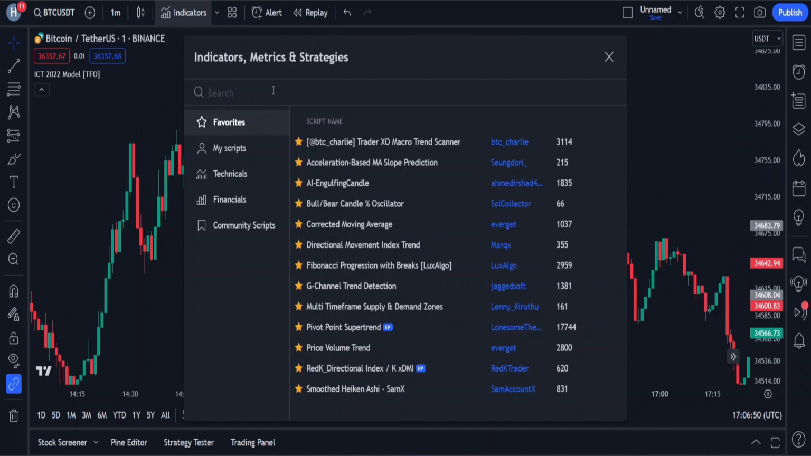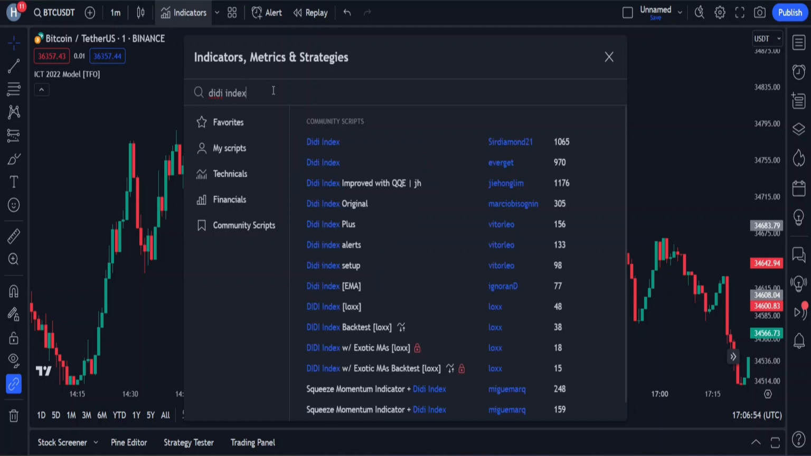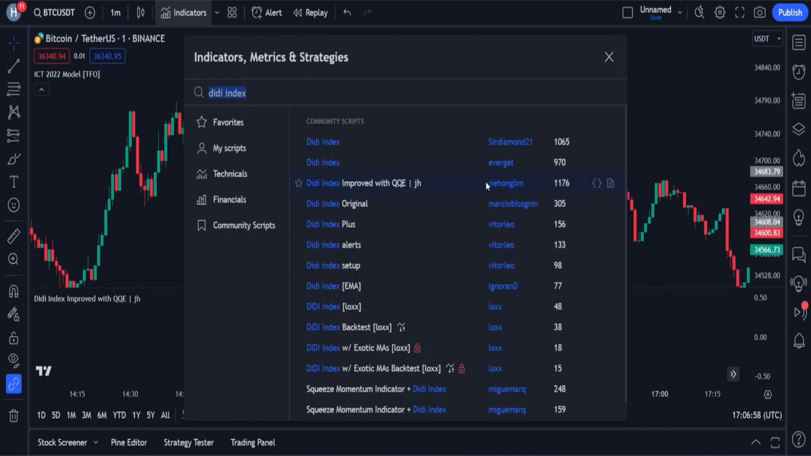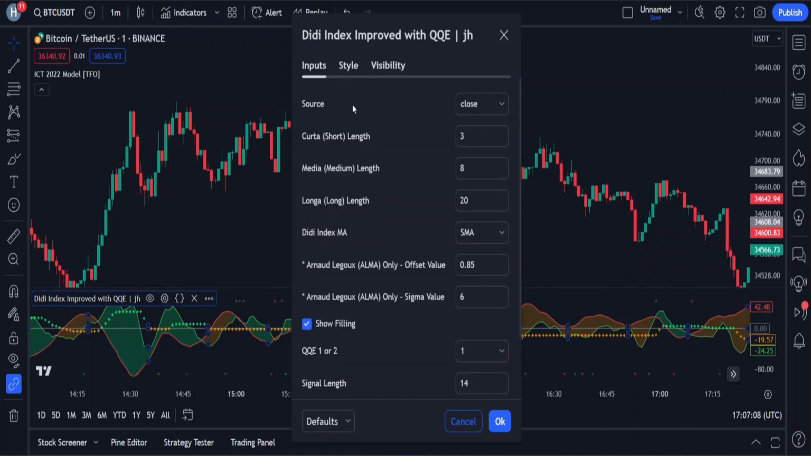So we will click on the Indicators tab again, and we will search for DD Index improved with QQE. After that, we have to apply this indicator created by Ji Hong Lim. First of all, let's change the settings for this indicator, and then we will see how we can read this indicator and use it in our strategy. So in its settings, in the input section, we have to change this short length option from 3 to 5, the medium length option from 8 to 10, and then this long length option from 20 to 21.